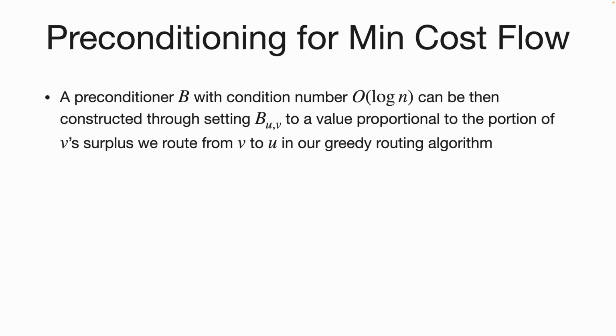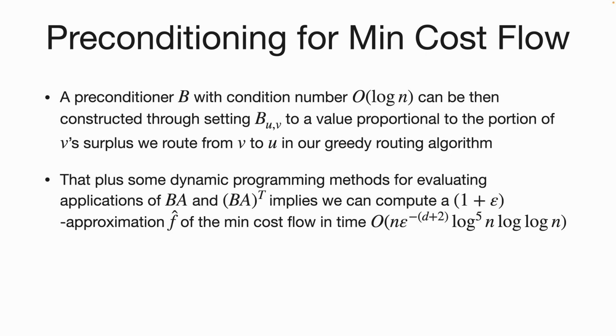Now a preconditioner B with condition number O of log n can be built through setting every entry B of u and v to a value proportional to the portion of the supplies we route from v to u in our greedy routing algorithm. That, plus some dynamic programming method for evaluating the application of BA and BA transpose, implies that we can compute a 1 plus epsilon factor approximation of the minimum cost flow in near linear time using the preconditioning framework.